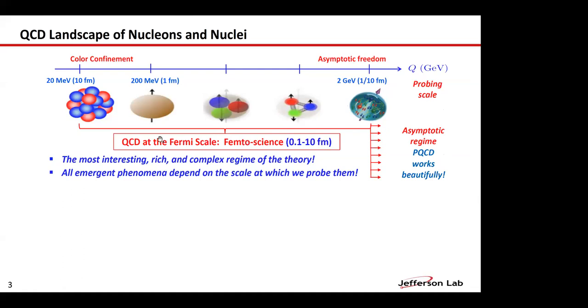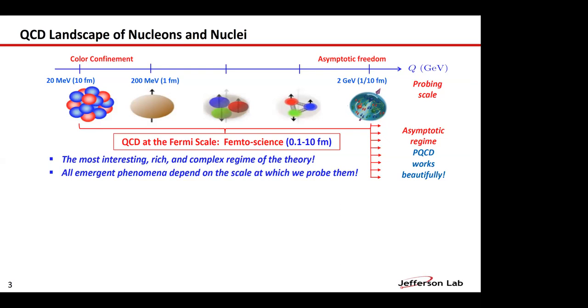This is the region I often call QCD at the Fermi scale, and it is probably the most interesting, rich, and complex region of the theory. All the emerging phenomena depend on the scale at which we try to probe them. As I mentioned, perturbation theory has been very successful at calculating phenomena at very short distances. But that kind of probe at very short distance is not very sensitive to the details of the hadronic structure at the Fermi scale. So what can we do?